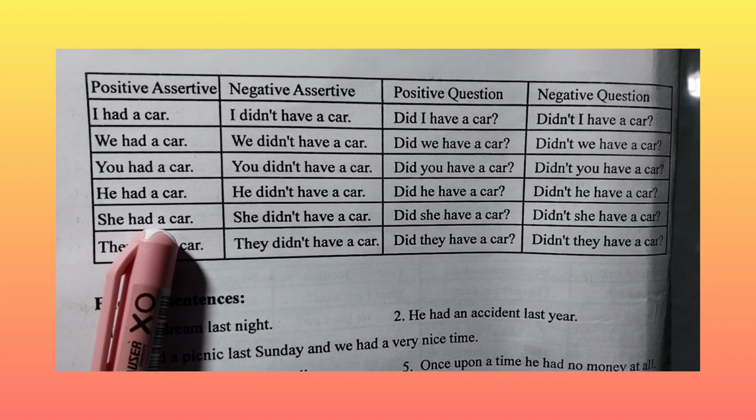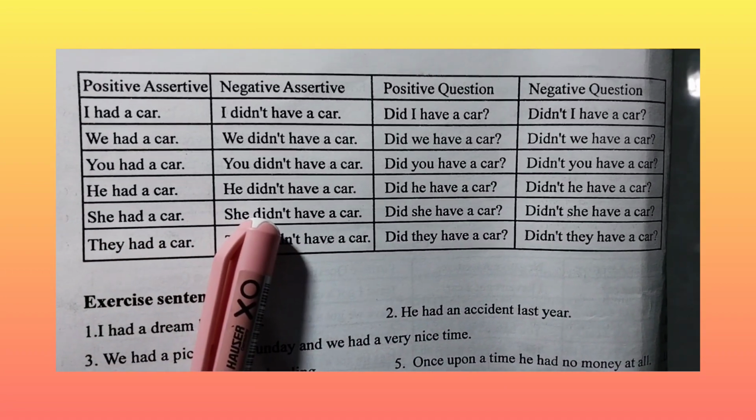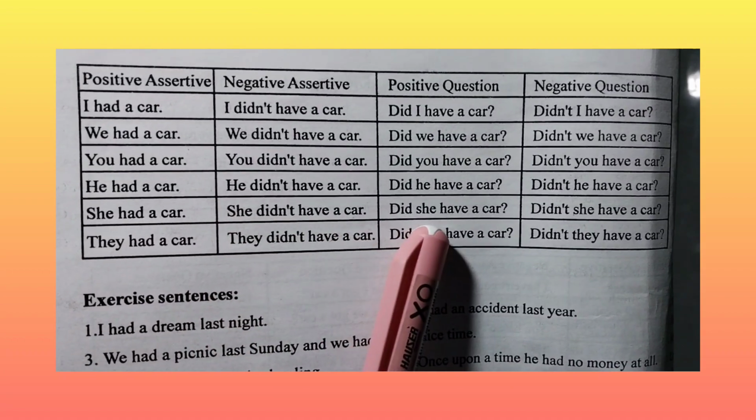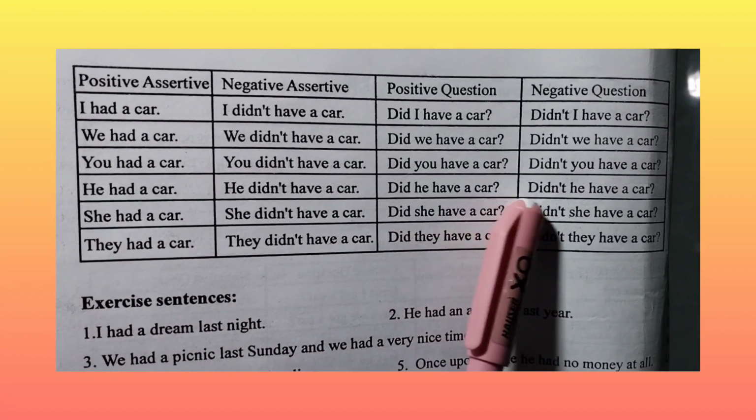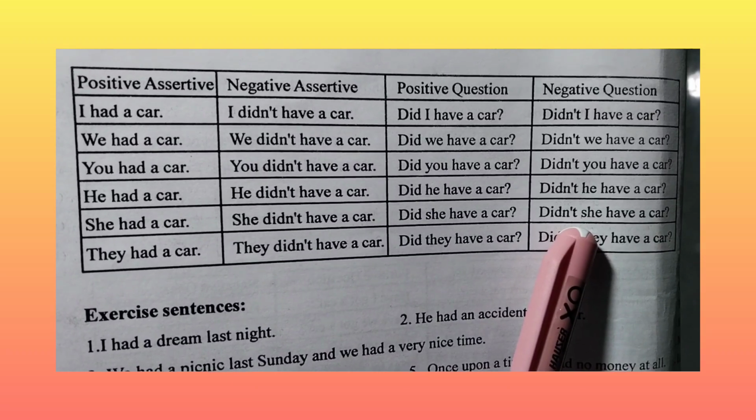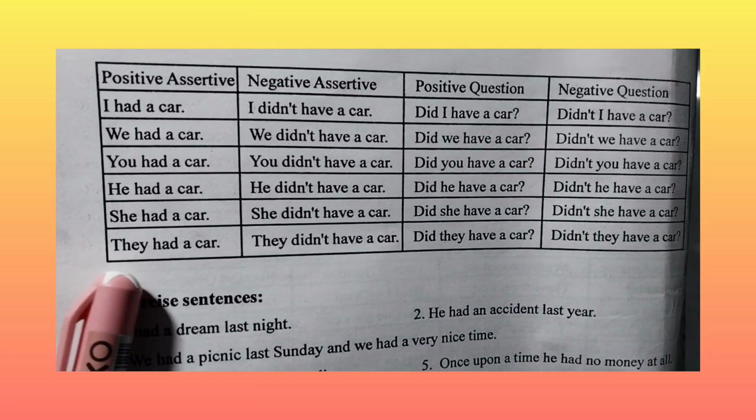She had a car, tair ekhon gari asil. She didn't have a car, tair gari nasil. Did she have a car? Tair gari asil neki. Didn't she have a car? Tair gari nasil neki.